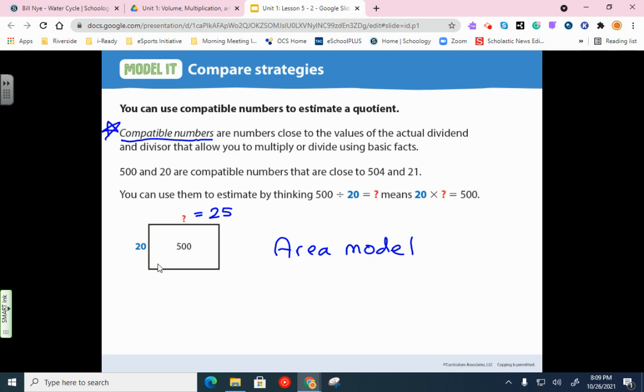So you want numbers that are close to the same value. So for 504, if I chose like 675 or 1000, that's not really compatible because those numbers are too big. For 21, if I'd picked 50 or 10, those are not compatible because their values aren't close. So right here, close to the values, that's what we mean by compatible. So just keep that in mind.